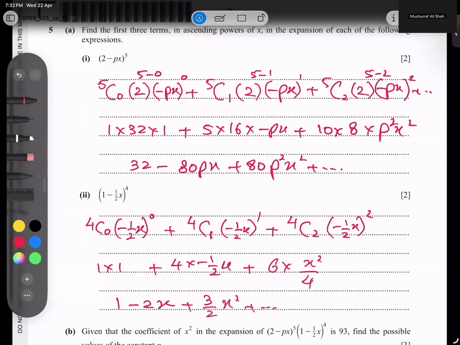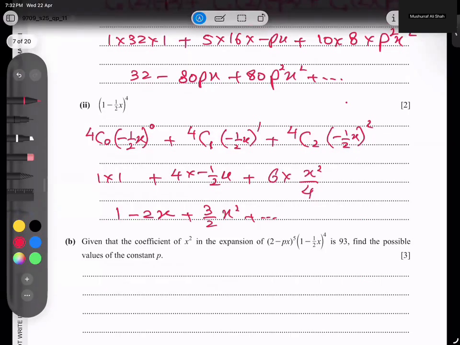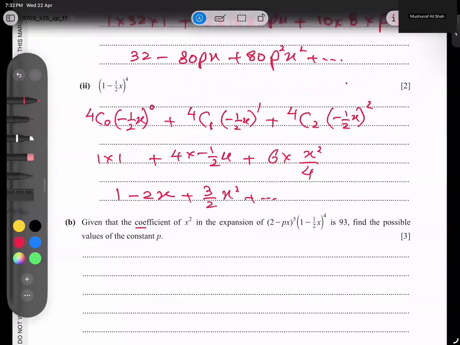And now he's asking what? Next part. He's saying given that the x squared coefficient in this expansion is 93. So it means I have to bring both from the top. Check it, students. This I copy and I'm bringing down.